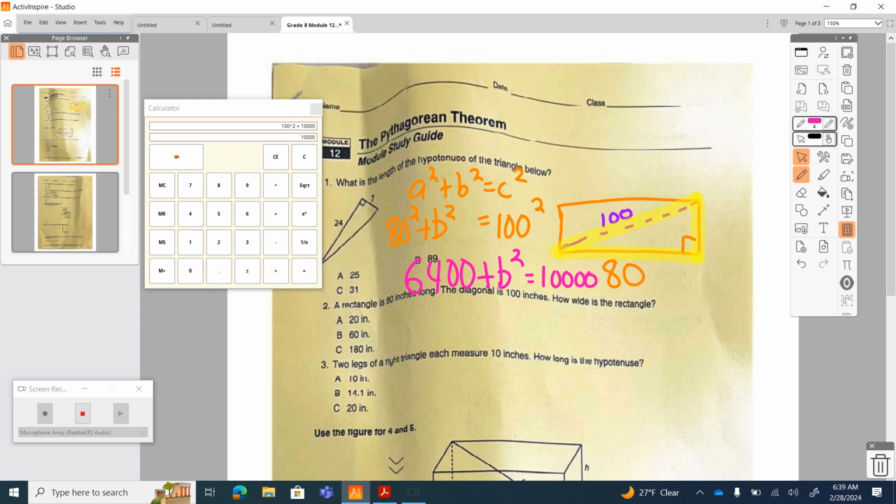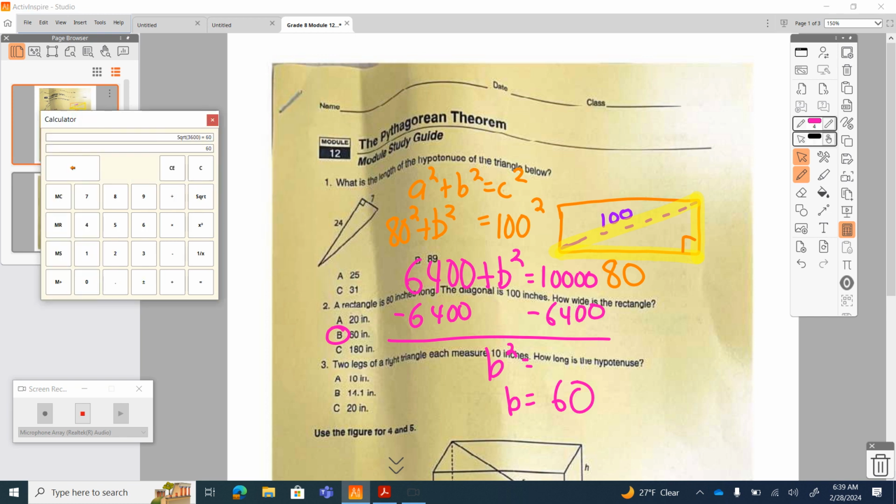I want to isolate, I want to get the variable by itself. So I have to subtract what's on the other side. B squared equals this number minus, equals 3,600, and I want the square root of that. Since it was already in there, it worked. So it's 60. The rectangle is 60 inches wide.